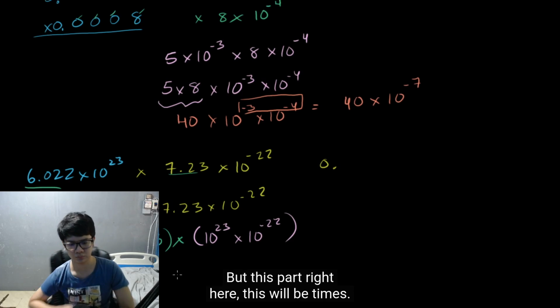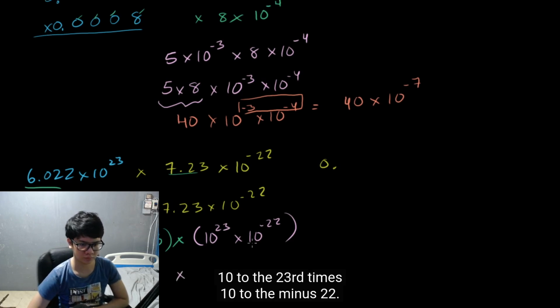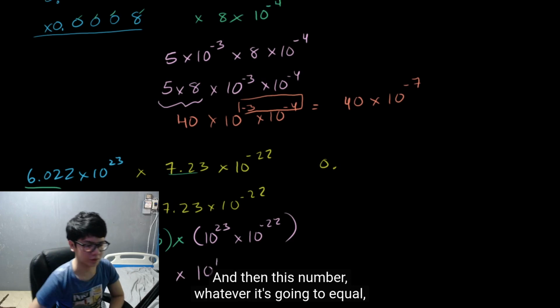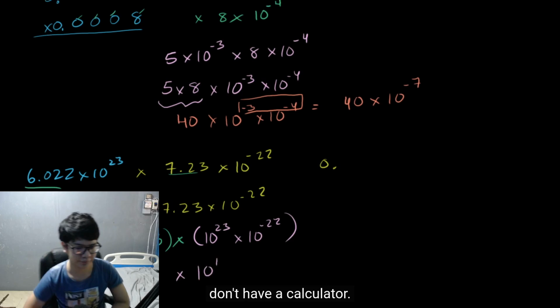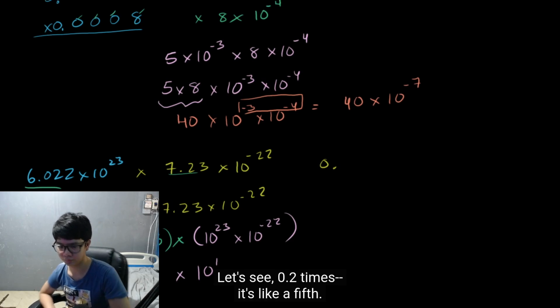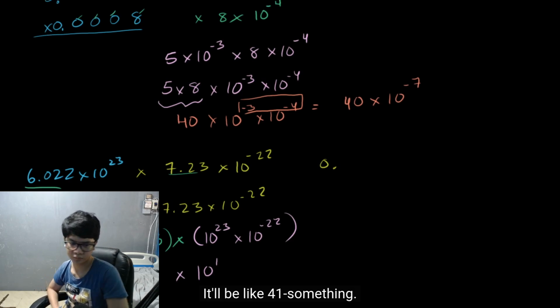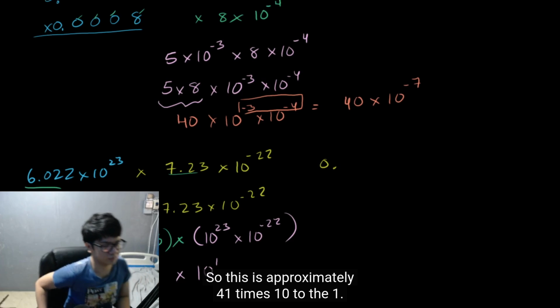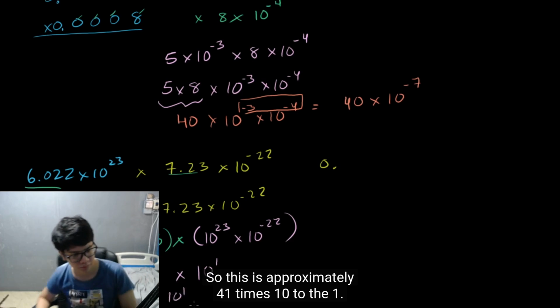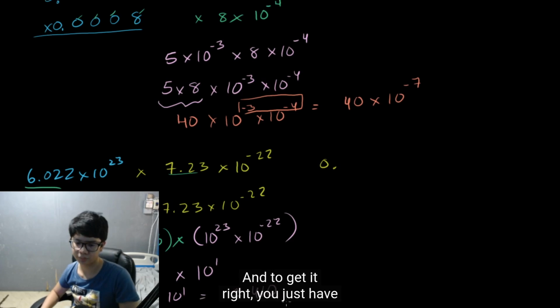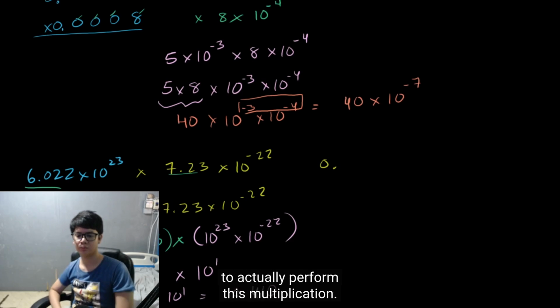But this part right here will be times 10 to the 23rd times 10 to the minus 22. You just add the exponents. You get times 10 to the first power. And then this number, whatever it's going to equal, I'll just leave it out here because I don't have a calculator. It's approximately 41 something. So this is approximately 41 times 10 to the 1, or another way, it's going to be 410 something. And to get it right, you just have to actually perform this multiplication.